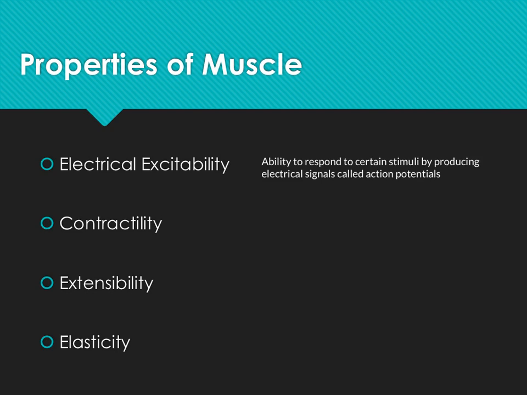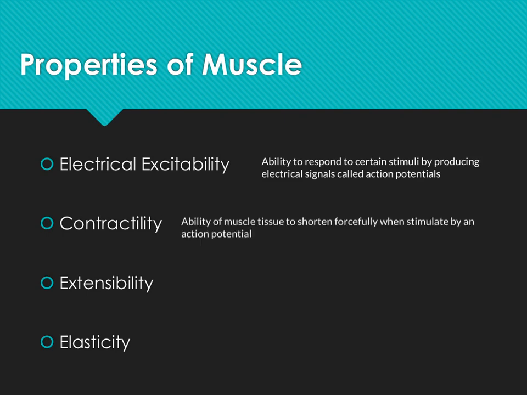Another property of muscle is contractility, and this is the ability that muscle tissue has to shorten forcefully when it's stimulated by an action potential. And then, of course, when the action potential is over, it can relax. So that muscle can contract and shorten when it's stimulated.